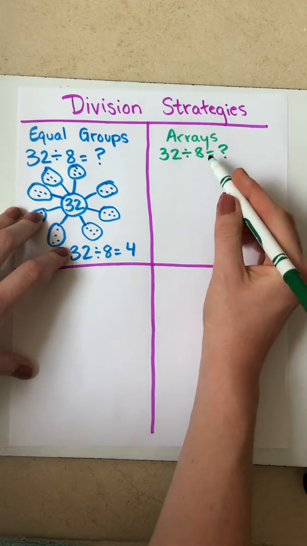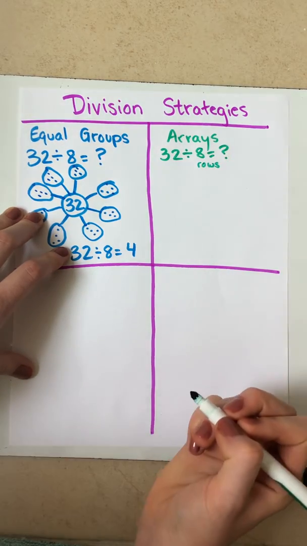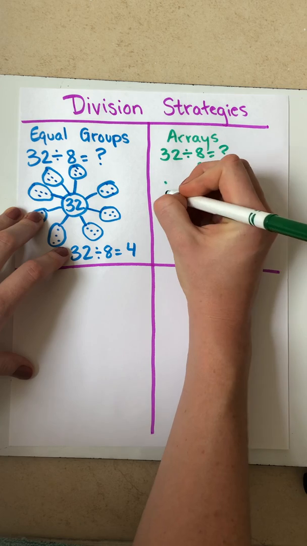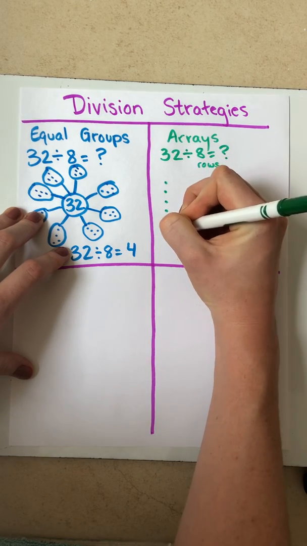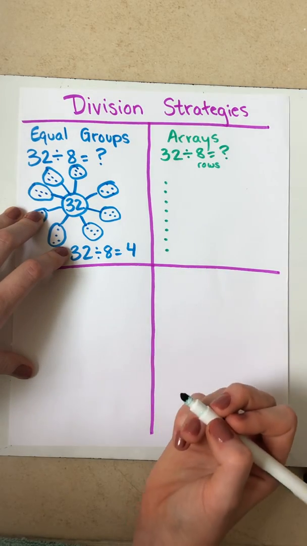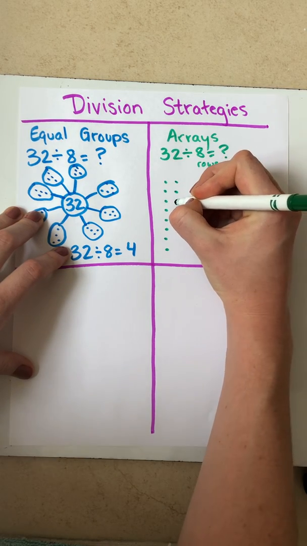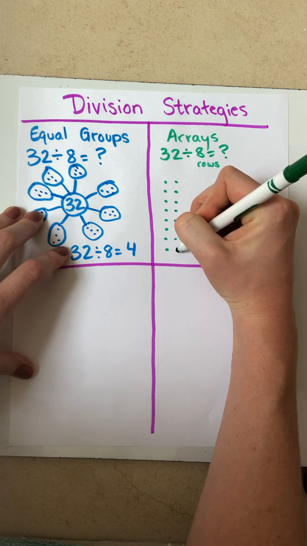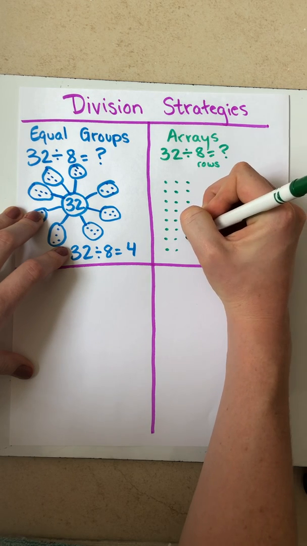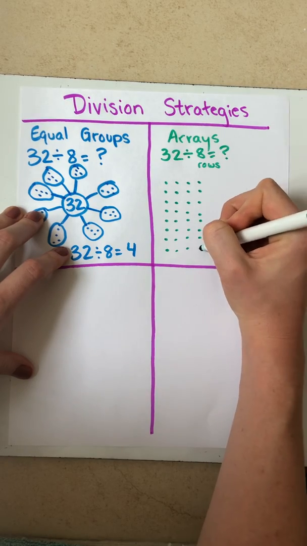So we have 32 divided by 8, which means we are going to make 8 rows and solve how many columns there are for each row. So starting off with 1, 2, 3, 4, 5, 6, 7, 8. So we have 8 rows, and then we're going to fill in the columns to see how many are in each row. So 8, 9, 10, 11, 12, 13, 14, 15, 16, 17, 18, 19, 20, 21, 22, 23, 24, 25, 26, 27, 28, 29, 30, 31, 32.